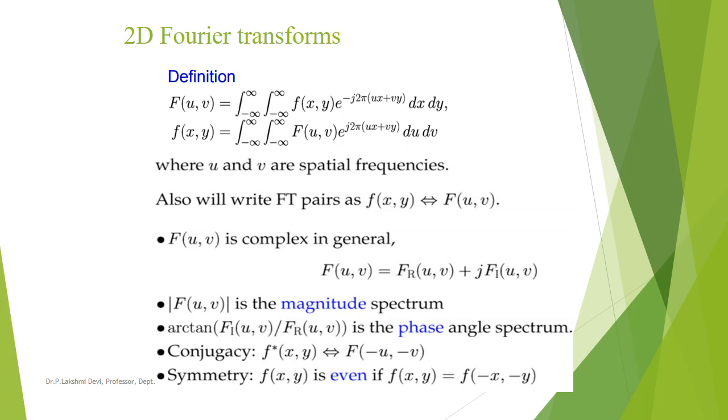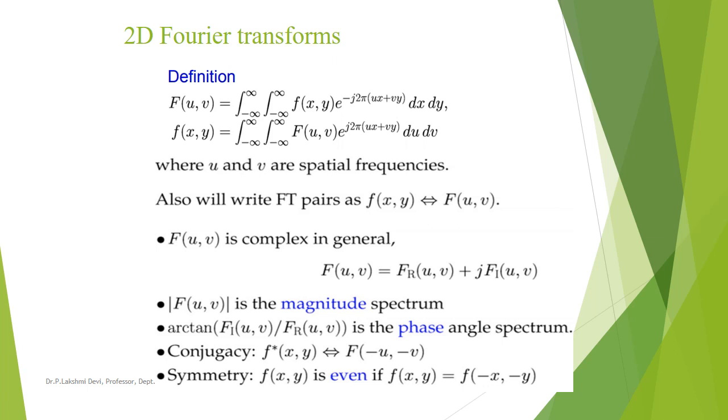Similarly, for the inverse Fourier transform, f of x, y is equal to the double integral of F of u, v times e to the power j 2 pi (ux plus vy) du dv, where u and v are spatial frequencies. Also, we write Fourier transform pairs in general like this: f of x, y is a Fourier transform pair of F of u, v.